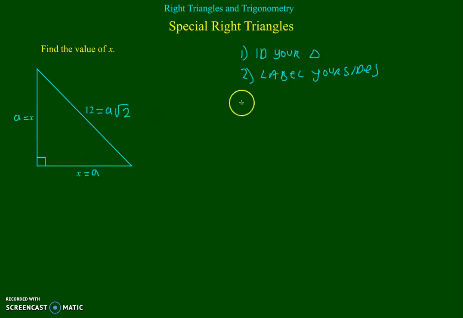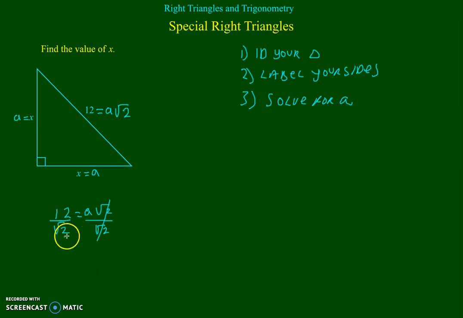Now, the third step, solve for A. We're going to use this equation to solve for A because we don't have anything else to use. So 12 equals A square roots of 2. We're going to divide both sides by the square root of 2. The square root of 2 divided by the square root of 2 is 1.